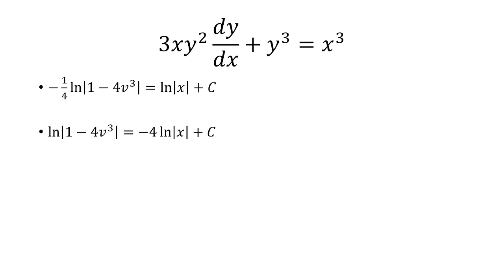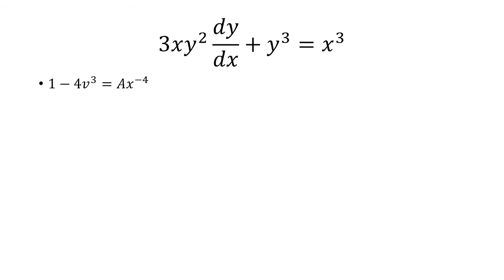Multiply both sides by negative 4. Now I'm going to do e raised to both sides. E and the natural log are going to cancel. I'm left with 1 minus 4v cubed. And then this negative 4 just is the exponent of x. That's x to the negative 4th. And then I'm going to have e to the c multiplying that. E to the c is just a constant, and here I just called it a.